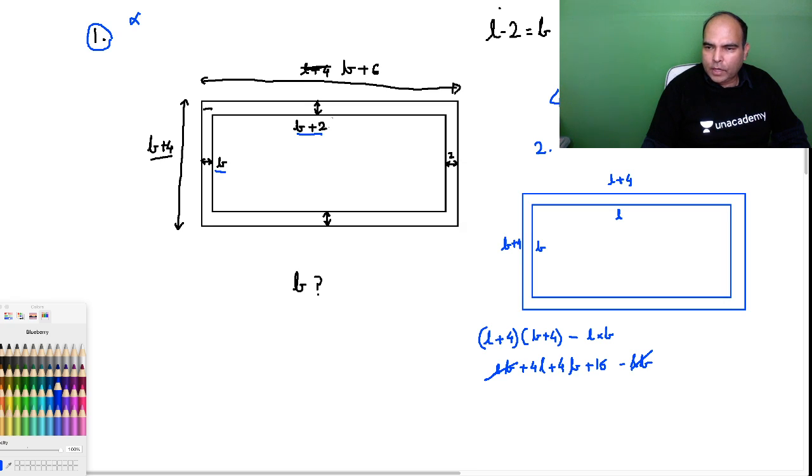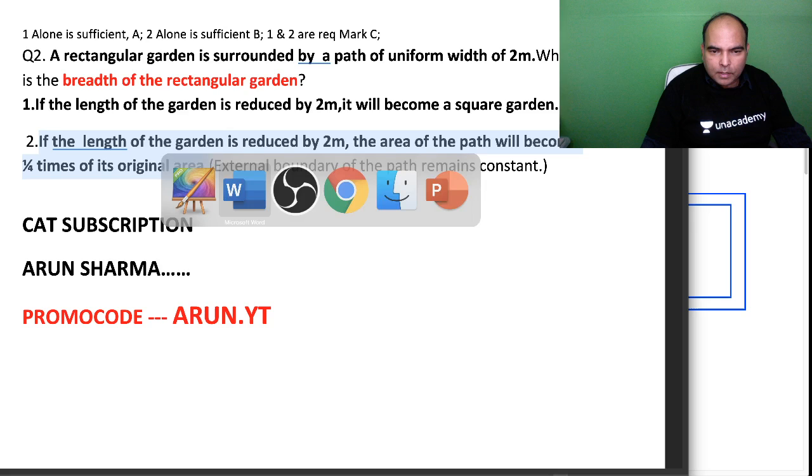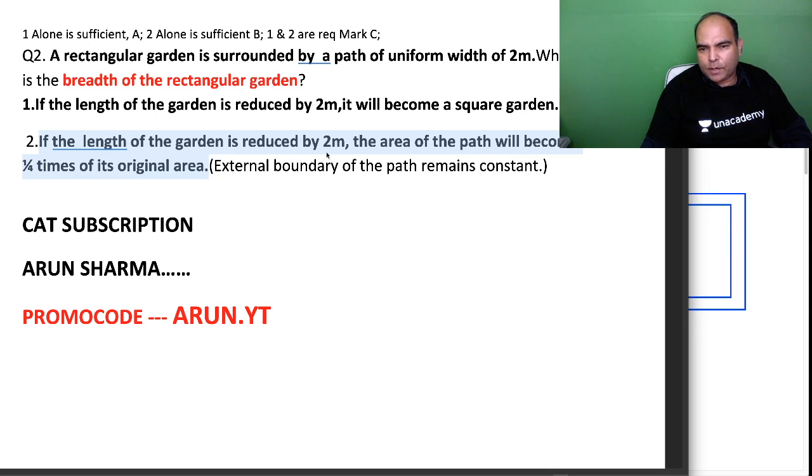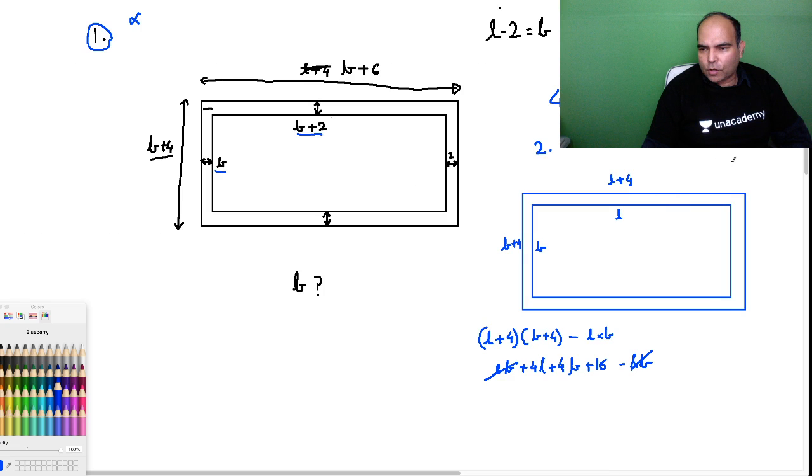This is the original area of the path. Now what the question says, if I go back to the statement, is that if the length of the garden is reduced by 2 meters, the area of the path will become 1/4 of its original size. So in the new condition, we are making the length L-2, not touching the breadth. So the outer length will become L+2, reduced by 2.